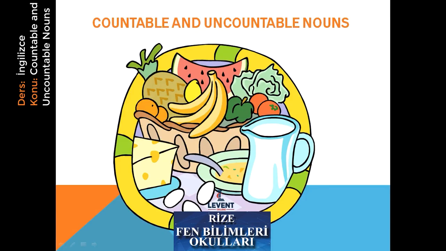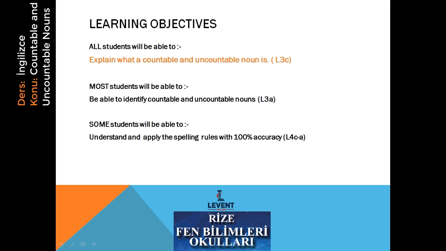Hello, my dear students. Today's topic is going to be countable and uncountable nouns, which is in the 6th unit of 7th grade curriculum. So, at the end of this lesson, all students will be able to explain what a countable and uncountable noun is. Most students will be able to identify countable and uncountable nouns, and some students will be able to understand and apply the spelling rules with 100% accuracy.